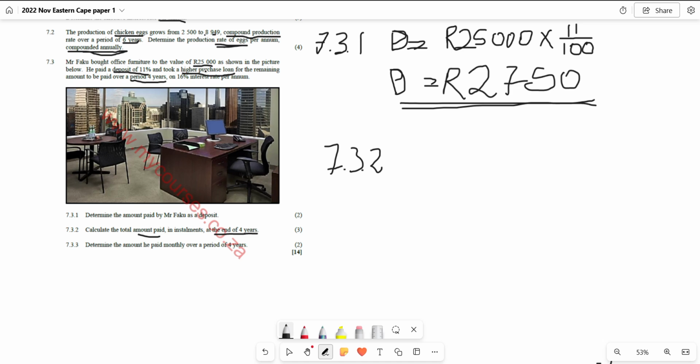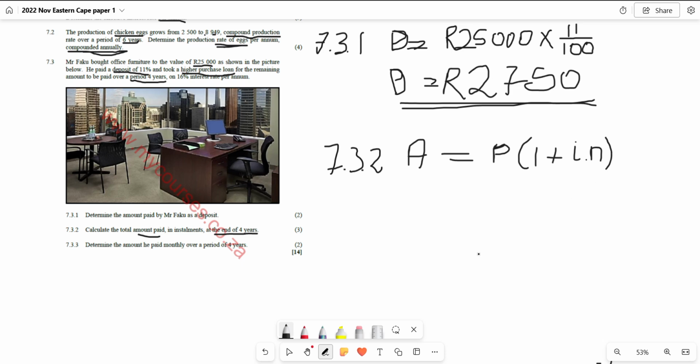For you to calculate anything as far as the hire purchase is concerned, as to how much was paid, you need to apply the simple interest formula, because the simple interest formula is used on the hire purchase agreement or hire purchase loan. The simple interest formula says A is equal to P in bracket 1 plus I multiply by N close bracket.